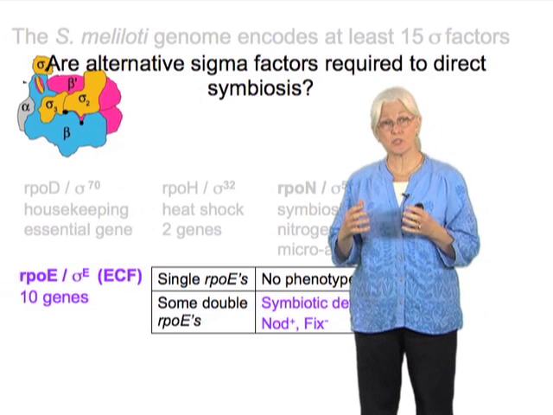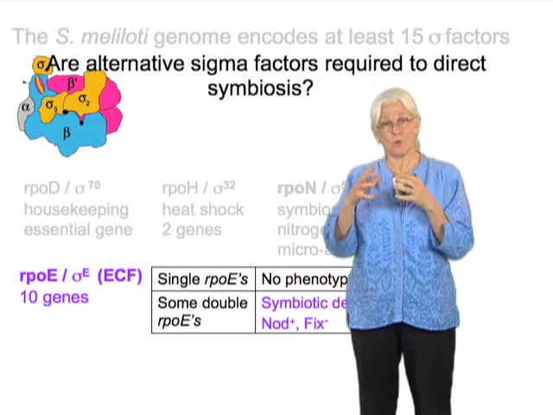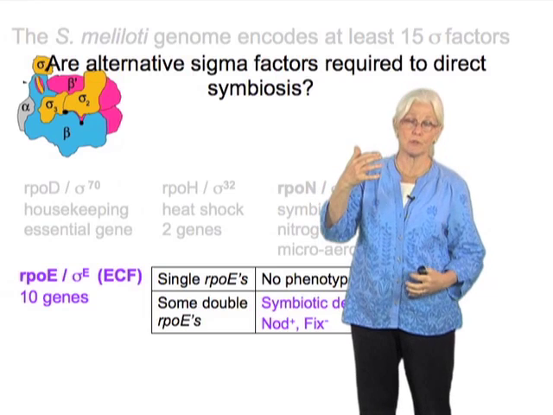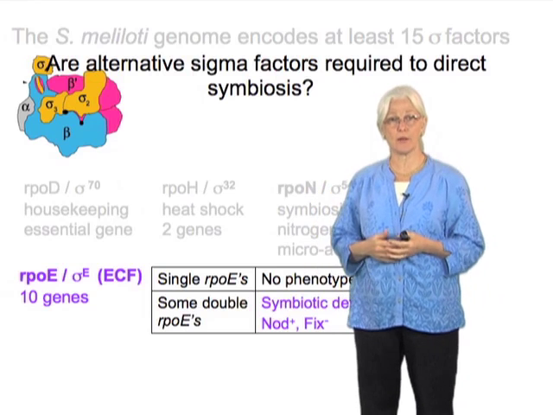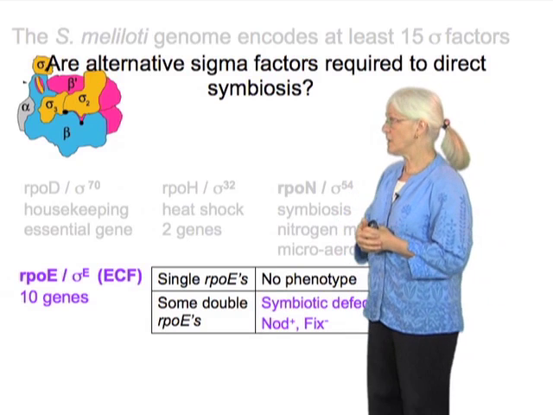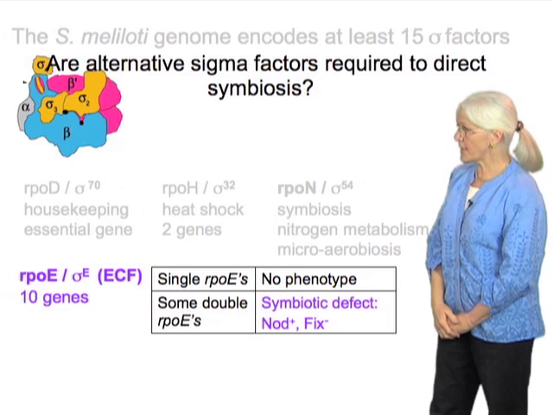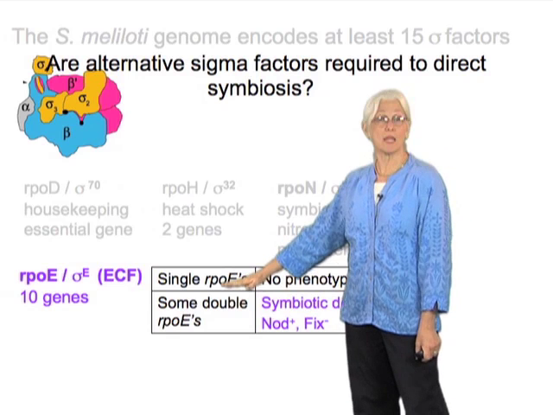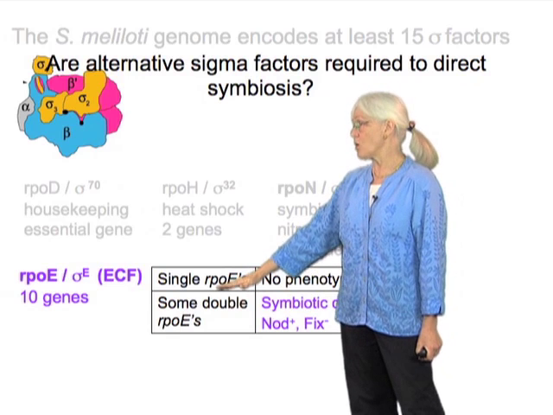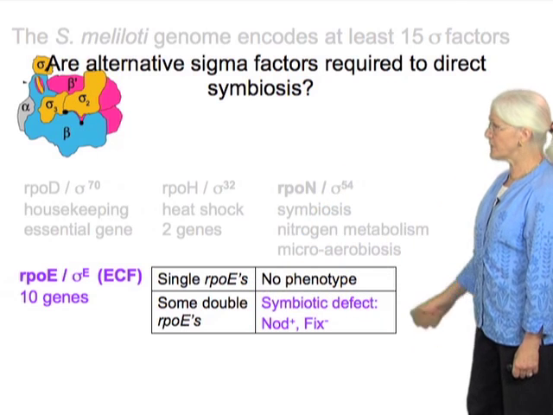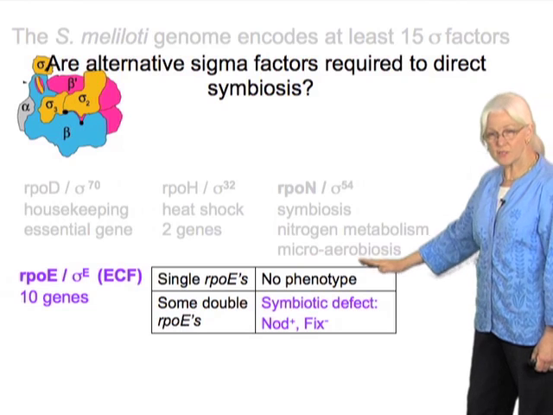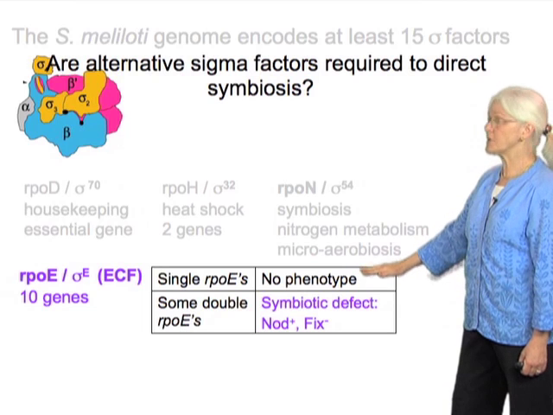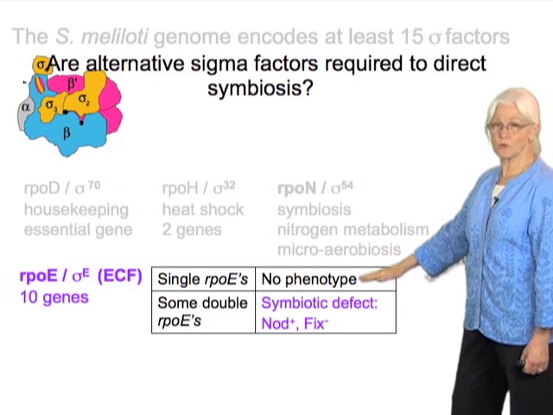They are controlled post-transcriptionally by an anti-sigma factor, which captures them in an inactive form unless the anti-sigma factor is somehow triggered to release the RpoE sigma, which can then go and associate with core polymerase and turn on a large number of genes. So we've begun to look genetically at these RpoE genes. We found that the single mutants in each of the RpoE open reading frames don't have any particular phenotype, and that's shown here. Right? Single RpoE mutants have some slight membrane sensitivity, but basically they seem normal in culture and they're normal for symbiosis.